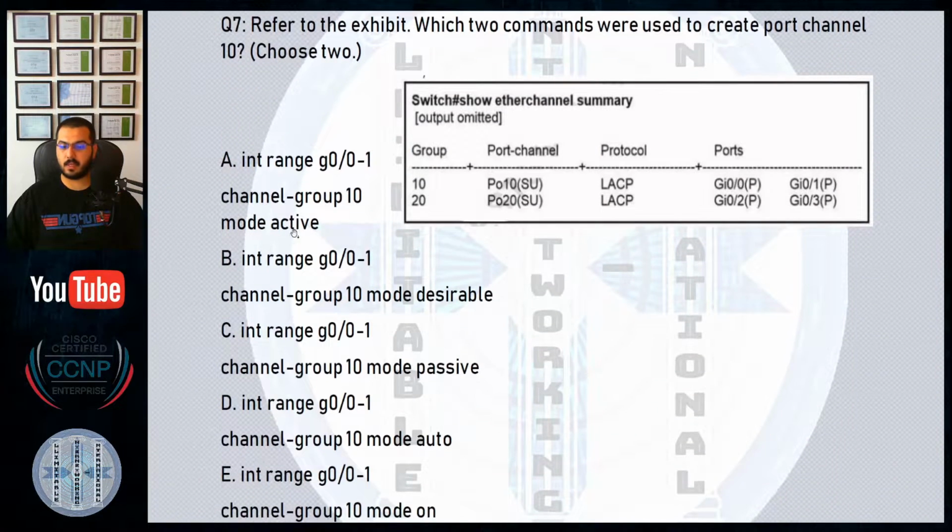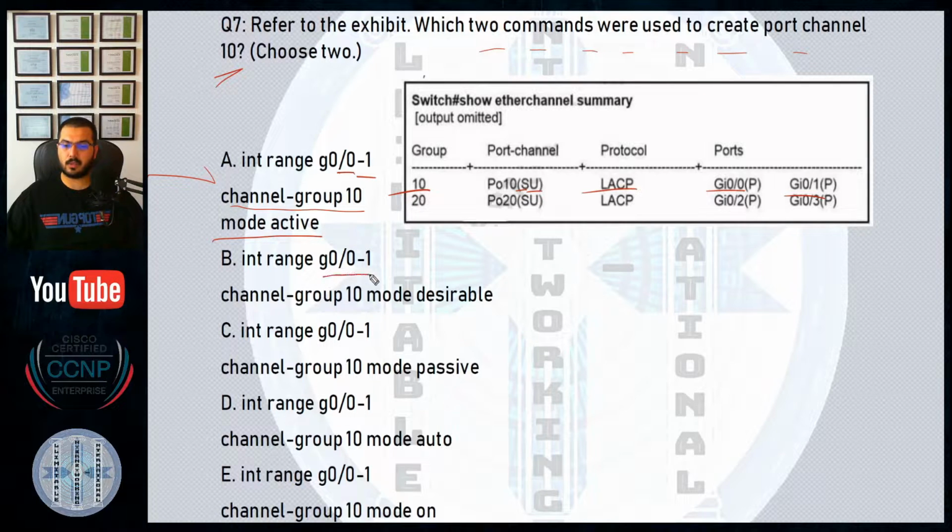Question number 7 says, I hope that the text is also clear for you. Which two commands are used to create a port channel 10? Okay, so port channel 10 is a layer 2 port channel using LACP and including two interfaces. So that would be good. I will need to make those ports either active or passive to take a role in the LACP negotiation process. So interface range Gigabit Ethernet 0/0 and 0/1, that is correct. Channel group 10 mode active, yes, this one is possible.